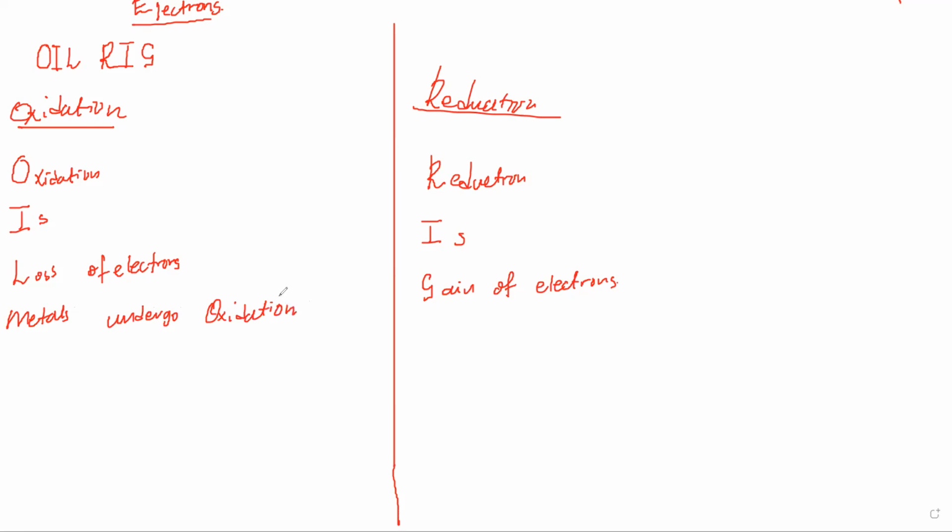We say that metals lose electrons to be positively charged, to form cations, and non-metals gain electrons to form anions. So the conclusion is that metals undergo oxidation, because oxidation is loss of electrons, while reduction is gain of electrons. Does that make sense?